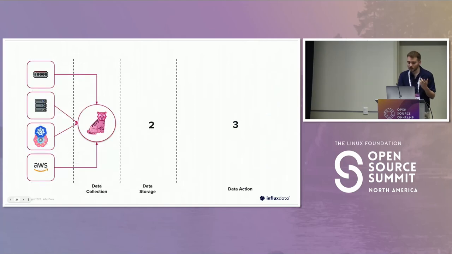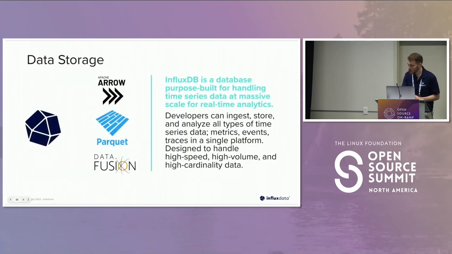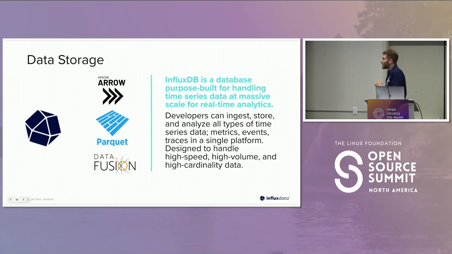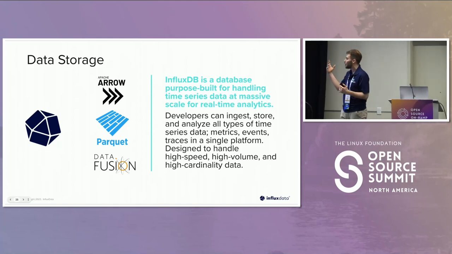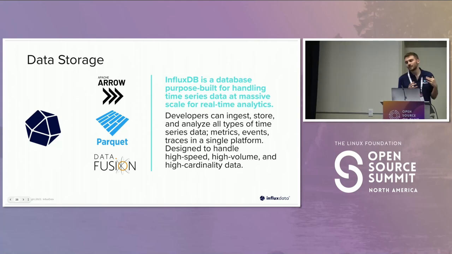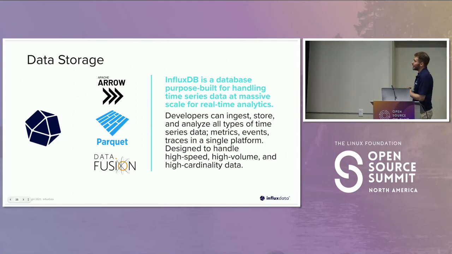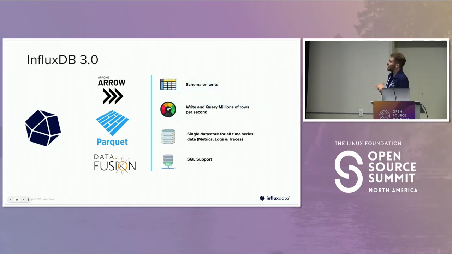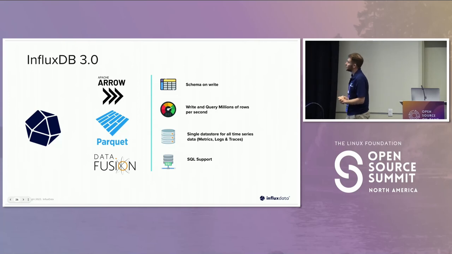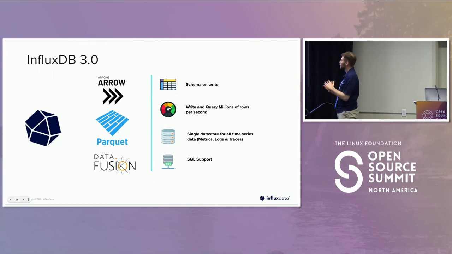So we've covered data collection. Let's talk quickly about data storage. InfluxDB is a purpose-built time series database. It's now built on Arrow, Parquet, and DataFusion. So it's designed for ingesting millions, if not billions, of metrics per second of high cardinality data. The idea is InfluxDB is schema on write, so you don't have to define a schema beforehand, which means you can keep modifying it as you go.